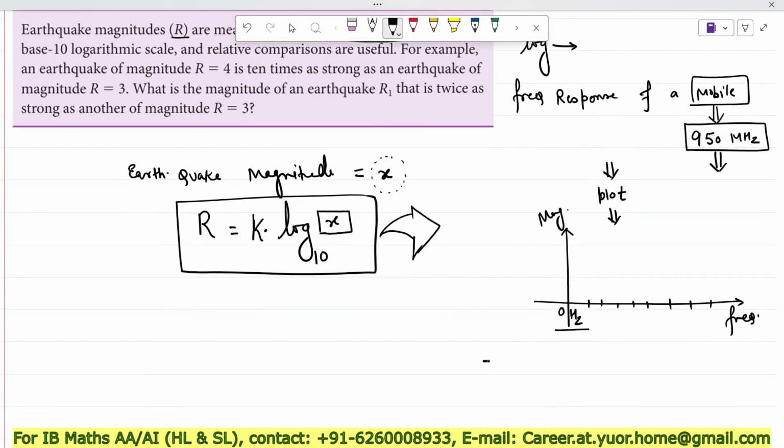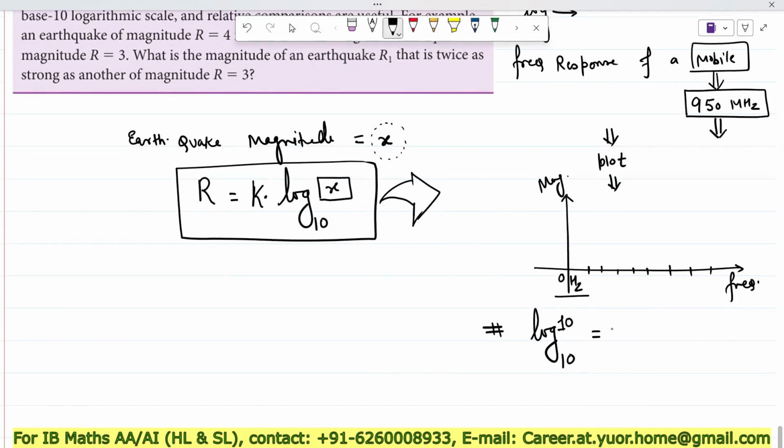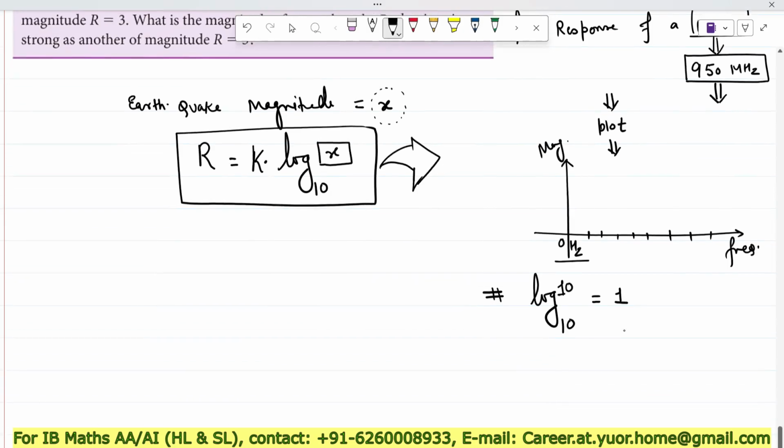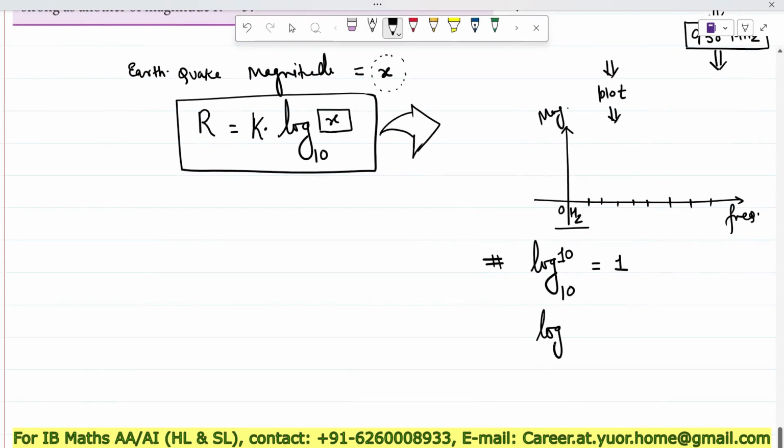Please see. You know the basic properties of the log, I know. See, log base 10 and 10. Do you know the value of log base 10 of 10? It is 1. Very good. Now, if you have log base 10 and 100, do you know what it should be? log base 10 of 100 can be written as 10 squared, so it should be 2, right? Similarly, log base 10 of 1000 is 3.